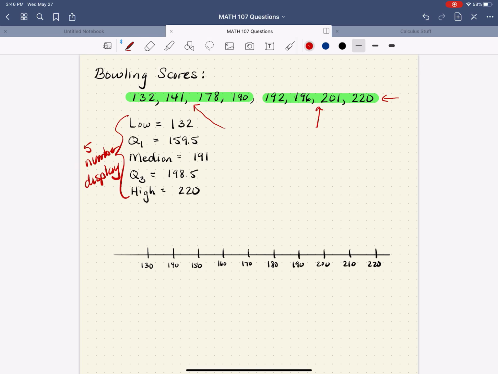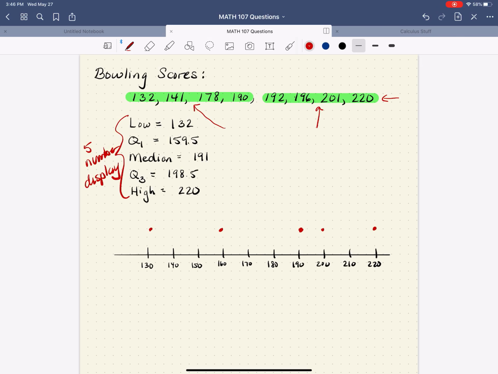So 132 is one of the points. I'm going to put a point about right there. 159.5 is one of the points, so that's just shy of the 160. 191 is the median. So that's about right there at 190, just a smidge over. 198.5 is just below the 200, and 220 is right here. So I have those 5 points in a line.